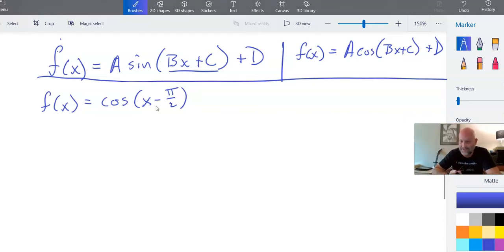Now, here's the thing. This is minus pi over 2. Okay, minus pi over 2 means positive shift. It goes the opposite way you would think it would go. It's a positive shift, so that means it moves to the right. If it was a positive number, if it was plus pi over 2, then I would move it to the left, right? It actually goes the opposite direction you expect it to go. But this is essentially what happens.